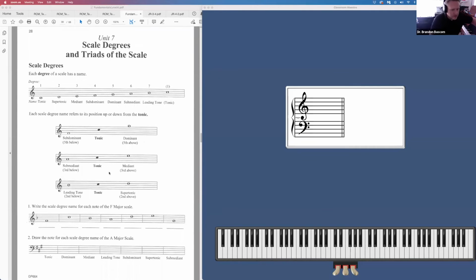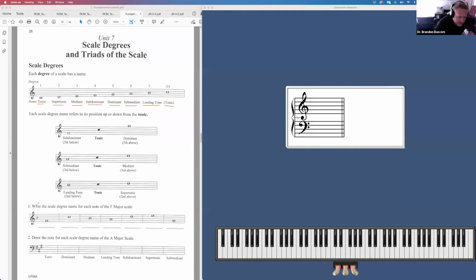For Unit 7, we are learning different names for triads of the scale. Each scale degree has a name when you build a triad on it. And these are them: tonic, supertonic, mediant, submediant, dominant, submediant, leading tone, and then we're back to our tonic. These you need to memorize. These are coming up on an exam. Hint, hint, cough, cough, wink, wink. So you definitely want to memorize these.